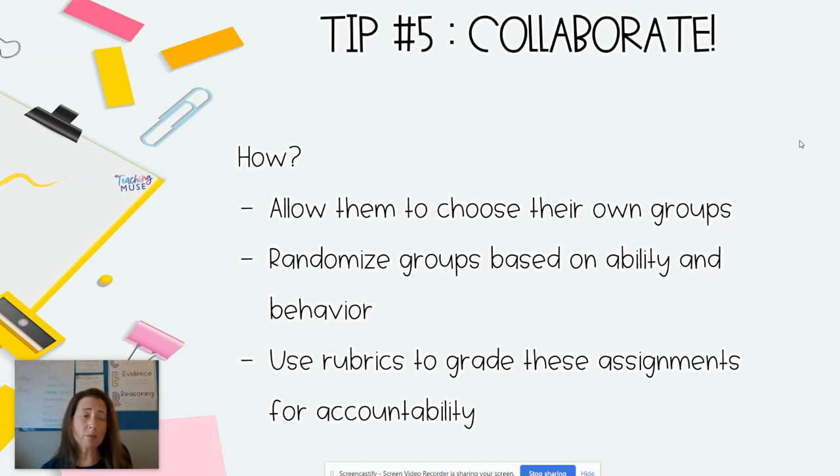But I also will randomize groups throughout the year. I don't just always let them come up with their own groups, because a lot of times they're just going to work with the same students over and over again. So sometimes I may want to randomize the groups based on their ability or their behavior, and that's one way that you can minimize any behavior problems that are going on when they're collaborating. And for assignments like that, you may want to consider using a rubric. That way you can better assess who is doing what, and it's not that they're all just learning based off of this one person. I find that does come in handy.